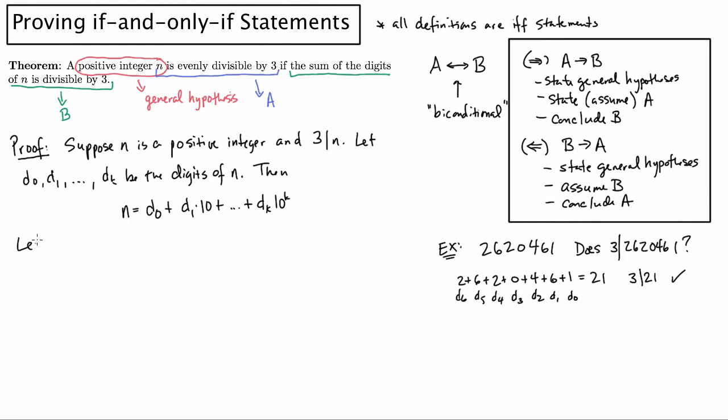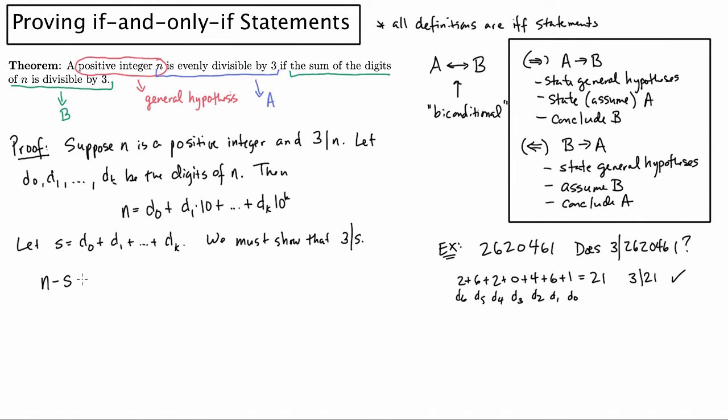And now I also want to let s be defined as the sum of the digits. We must show that 3 divides s. So that's the forward direction. That's what we have to conclude: n is divisible by 3, so the sum of the digits of n, which is s, is divisible by 3. So we must show that 3 divides s. All right, in order to do this, I want us to take a look at n minus s.